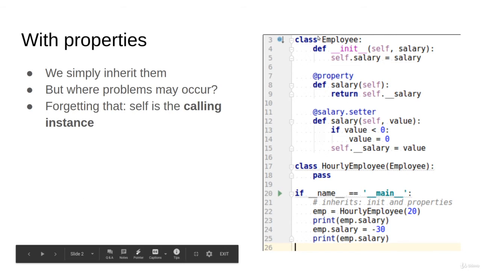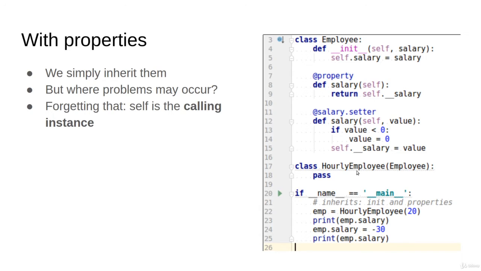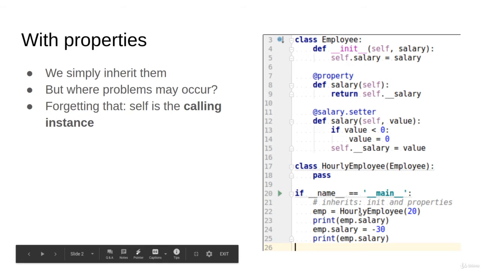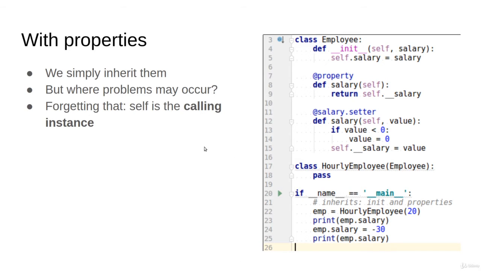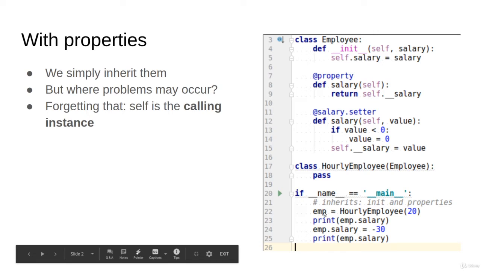We have a class Employee which has a set and get for the salary, and we have an HourlyEmployee class inheriting from the Employee class. Now when we create the employee object, we can still set and get its salary in a very simple way. But there is an issue here, and the core of the issue is forgetting what is self. Remember, the self of the emp is the HourlyEmployee, not the Employee at all.